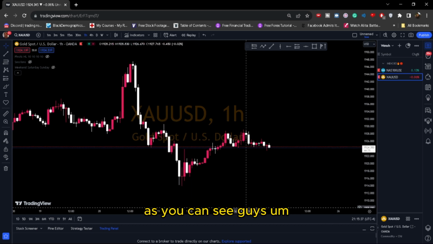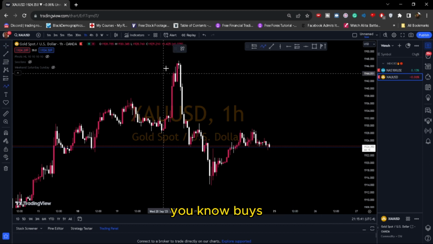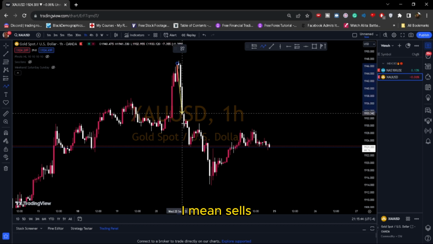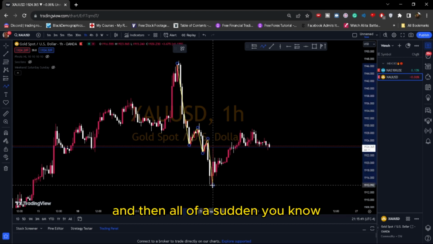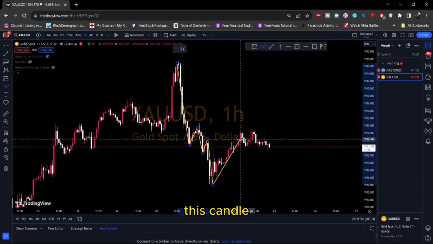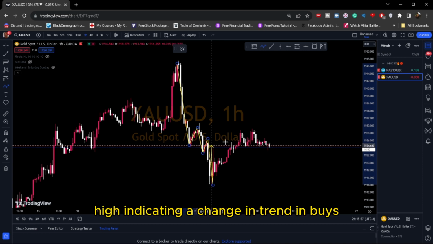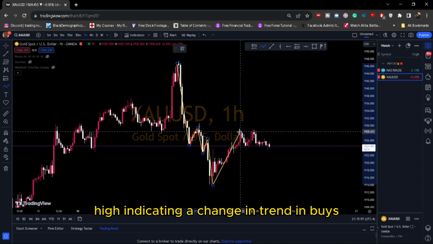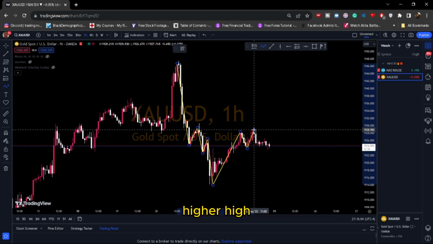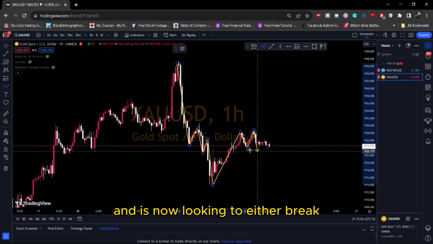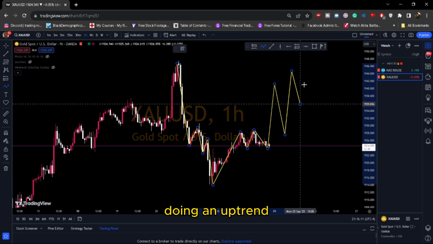So right now, as you can see guys, the previous trend was actually sells. So you can see price was creating lower lows and lower highs, and then all of a sudden, this candle closed above the previous high, indicating a change in trend to buys, and then it now created this higher high and is now looking to either break below this or continue up, doing an uptrend.